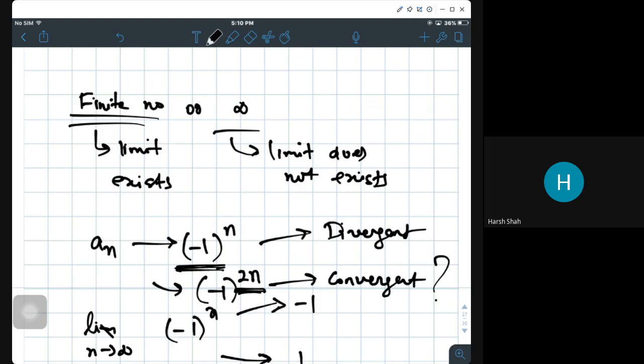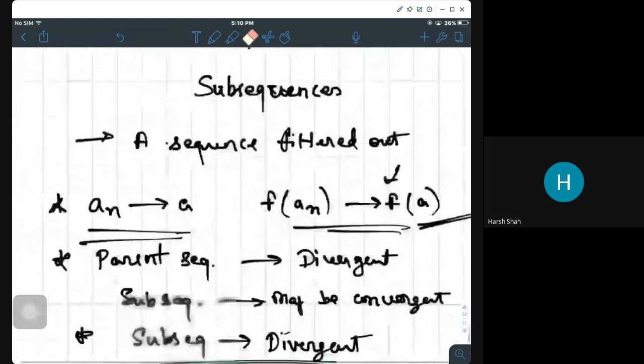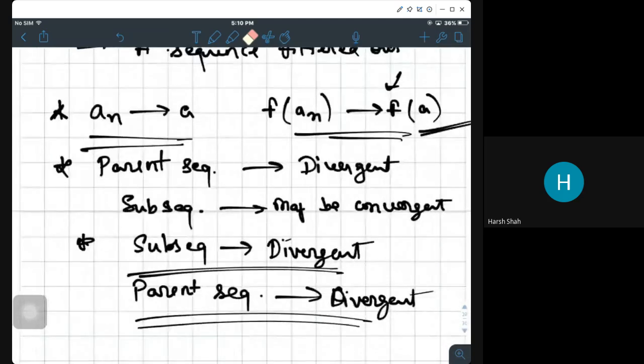I have minus 1, 1, minus 1, 1, right? What I am doing is filtering out these ones and making it another sequence. Is it convergent? Yes, convergent, right? So this proves my point, this second point.